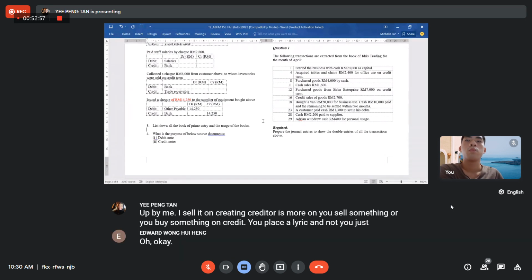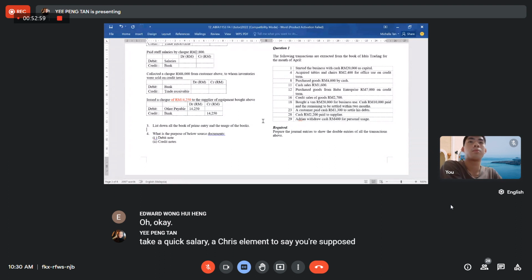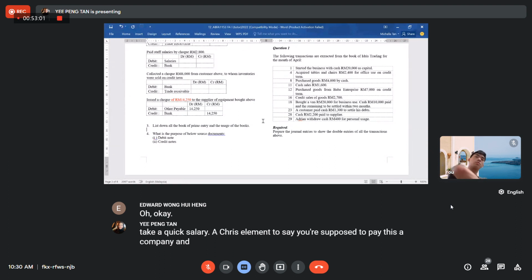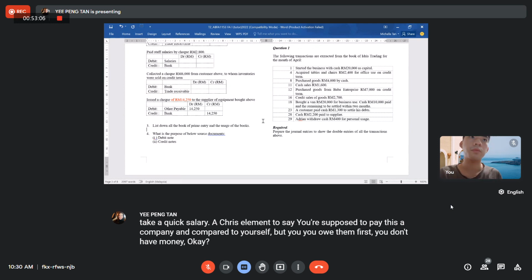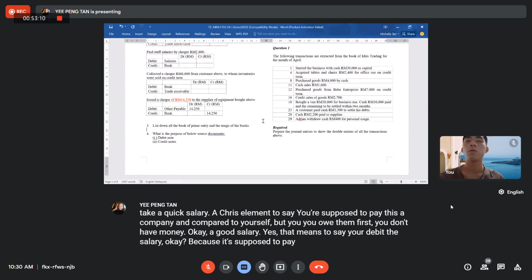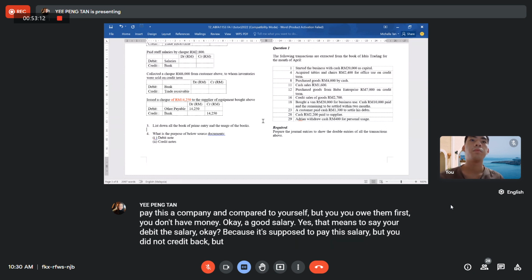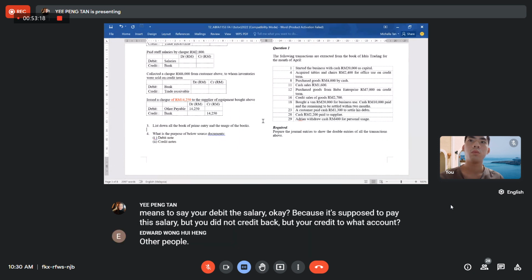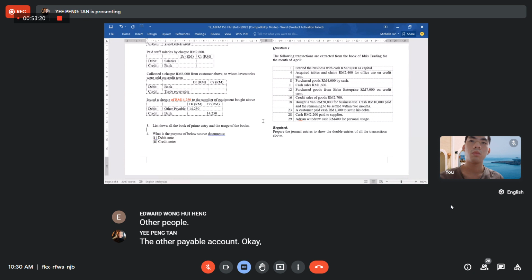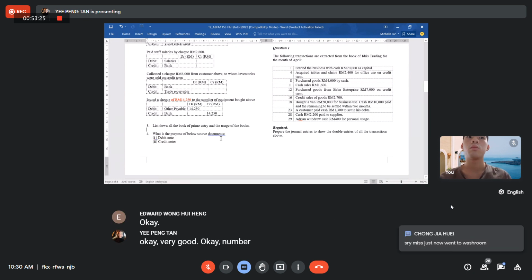Accrued salary means you're supposed to pay your staff, but you owe them first. You debit the salary, because you're supposed to pay the salary, but you did not credit bank. You credit what account? Other payable, yes, other payable or accruals account. Very good. Okay, number 4.